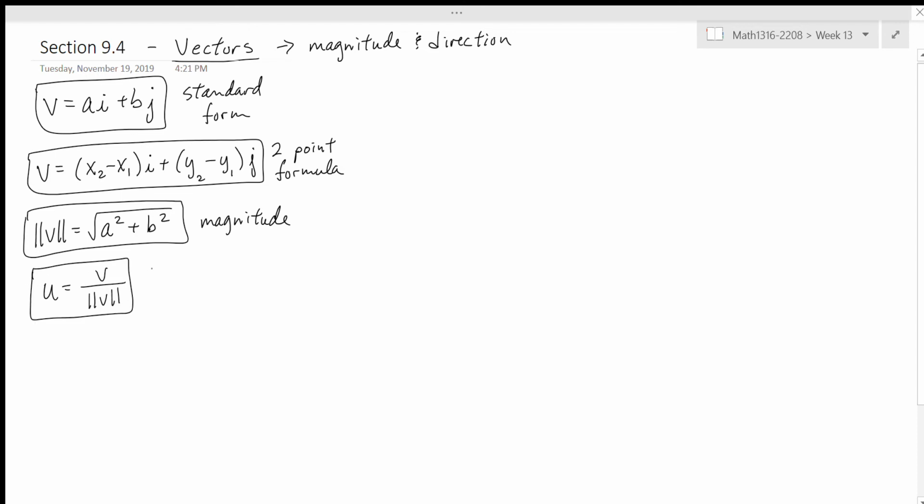We have the formula for a unit vector. And a unit vector is a vector that has the same direction as the original, but has a length of 1. Every unit vector is going to have a length or a magnitude of 1.